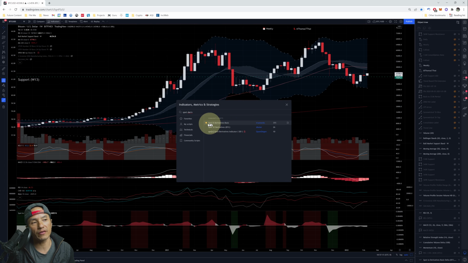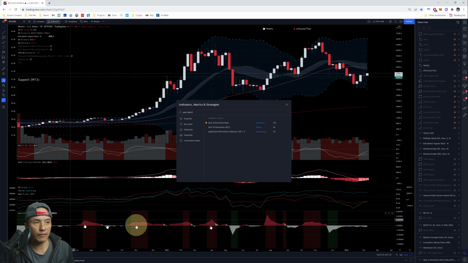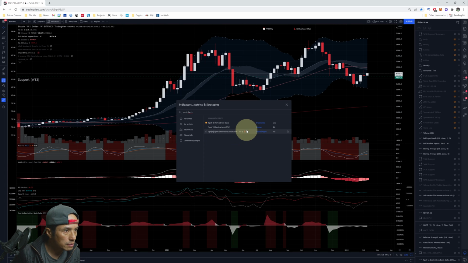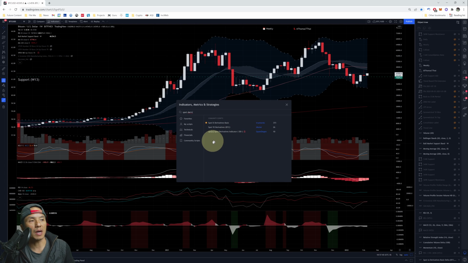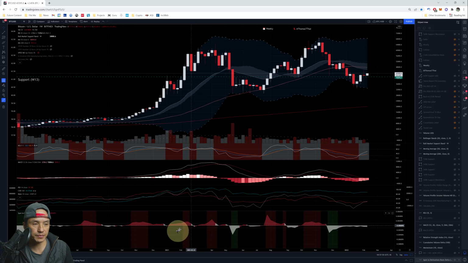I already made it a favorite, so you have the yellow star, orange star here, but it's by Truenomics, with 373 subscribers to this script. So once you have it, you double click on it, and it will appear at the bottom of your chart. Again, that's spot derivatives basis by Truenomics with 373 subscribers. So once you have that down here, I'll walk you through it.